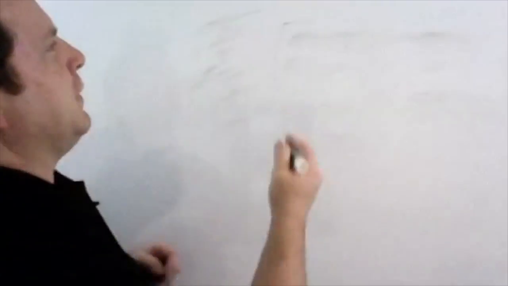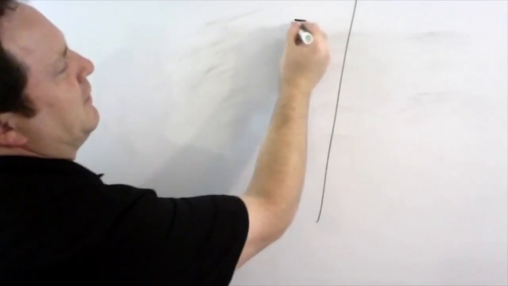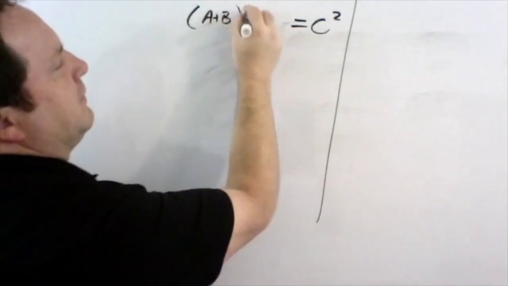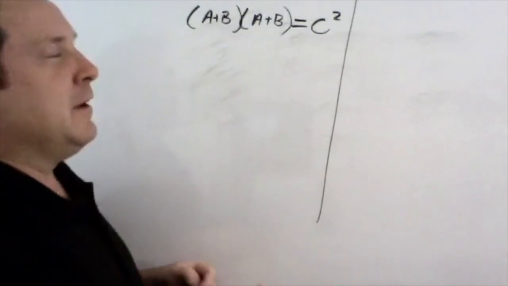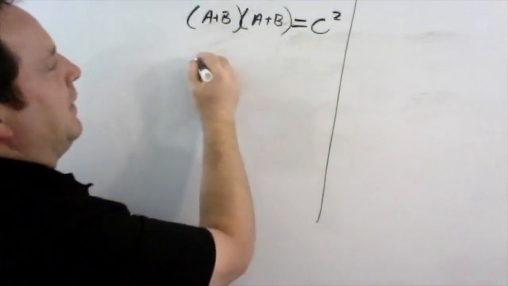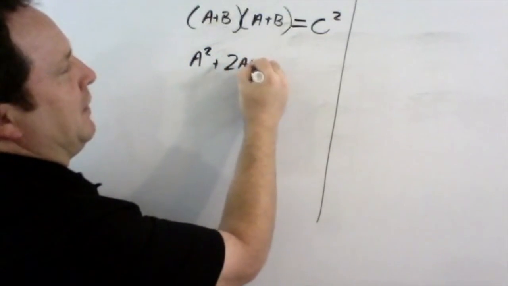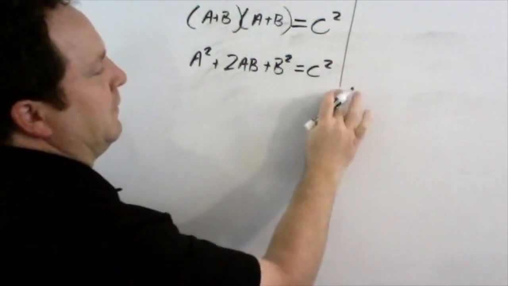So what we're going to do is we're going to square this. We'll come back to this in a second. So if we square this, we get c squared on the right, and on the left we get a plus b times a plus b. So we have to FOIL that. As you FOIL it, first, outside, inside, last, you get a squared plus 2ab plus b squared equals c squared.